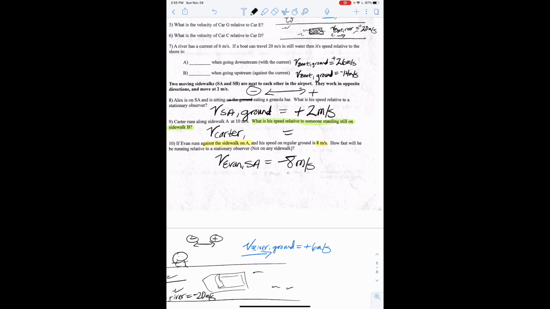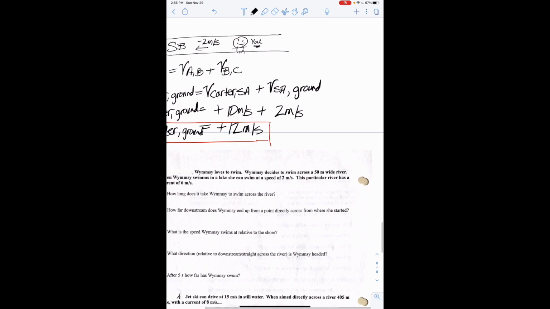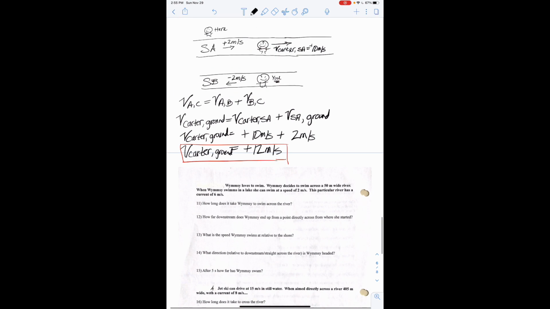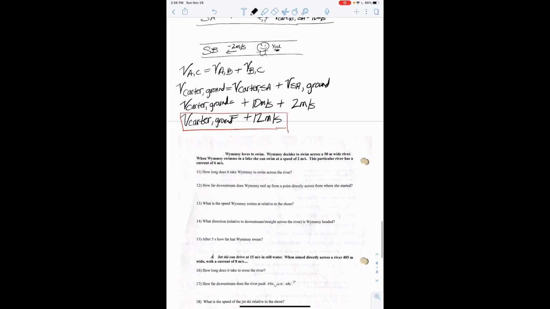And we want to know, what is the velocity of Carter relative to sidewalk B? That's what we want to know. So our guess for this, and I'll just write this down, guess is positive 14. Okay. So coming back down here, this is still good. What we did is still good. We just have to add on to it a little bit more.